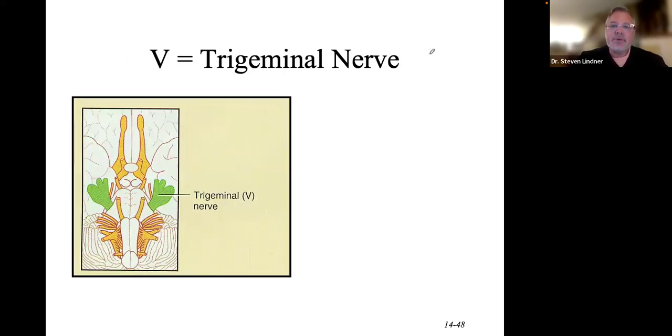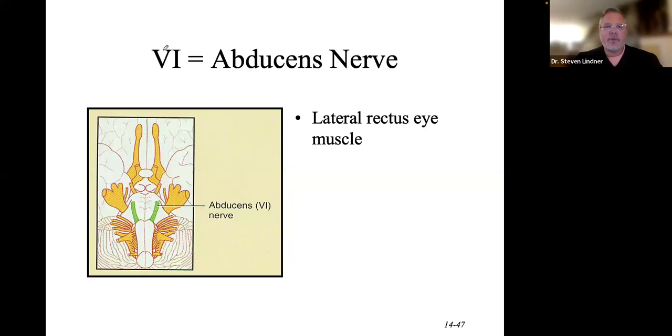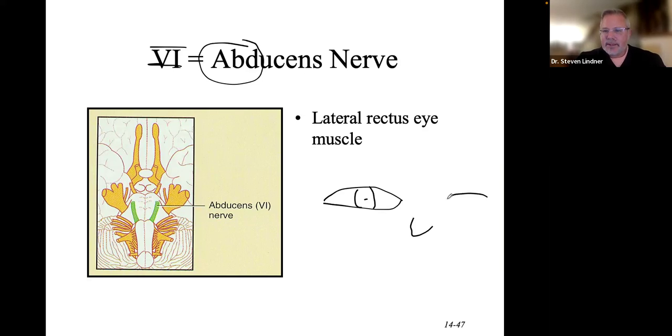The abducens nerve, when you look at the word abducens, we see the word abduct. Abduct. So if this was the eye, here's the nose, and let's say here's the other eye.